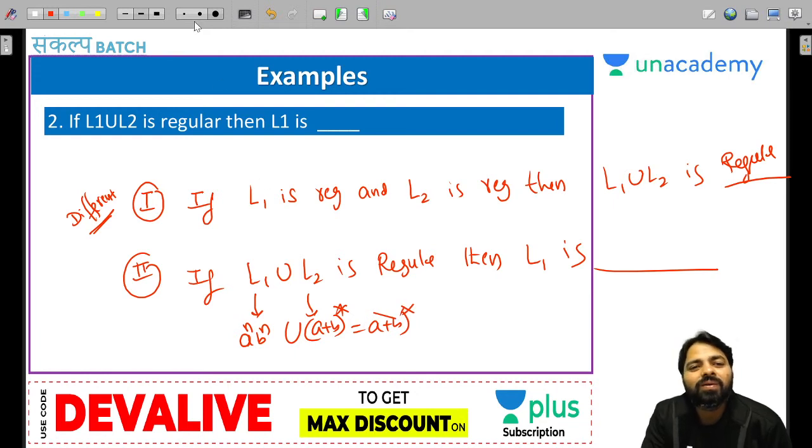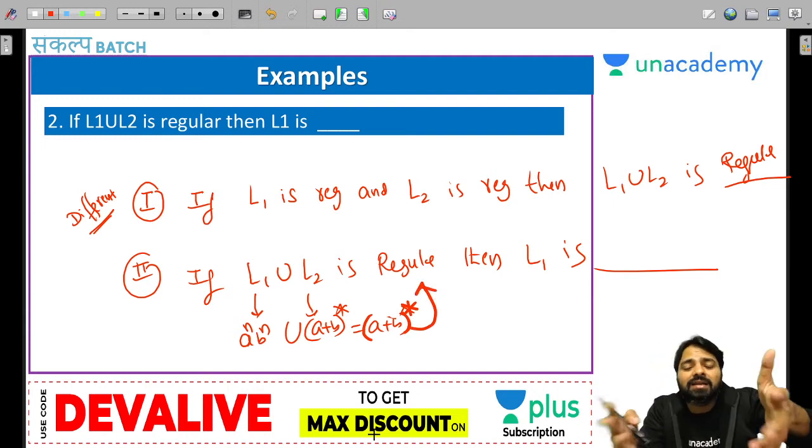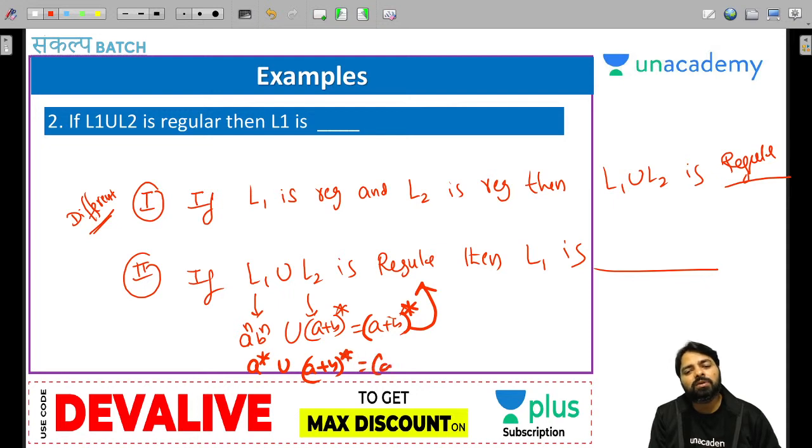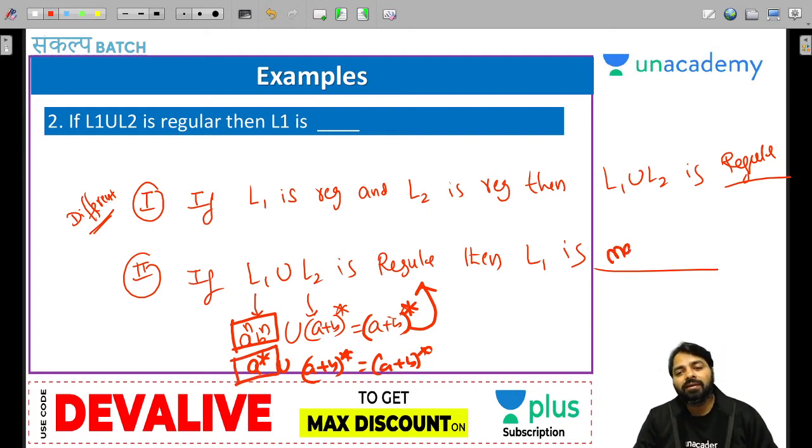Look, no guarantee of regular, guys. Can you see that? Result is regular doesn't mean that the languages are regular. L1 may be regular if I take A star union (A plus B) whole star, that is also (A plus B) whole star. Result is regular. That doesn't mean that L1 is regular or not regular. It can be anything, may be regular or not regular.